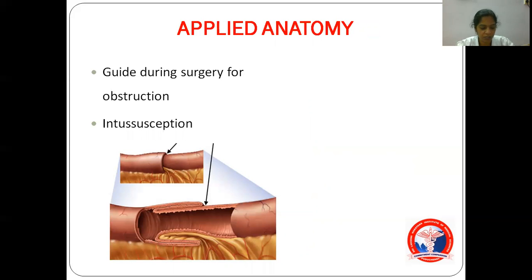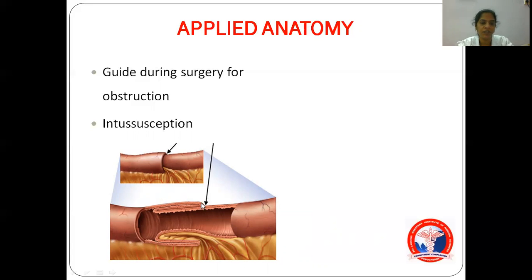Okay, so after this, is it clear? What did we discuss? We discussed the location of the cecum, then the relations, then the external features, internal features, blood supply, nerve supply, lymphatic drainage. Okay, so the last one is the applied aspects of the cecum. So what can we discuss in the cecum?